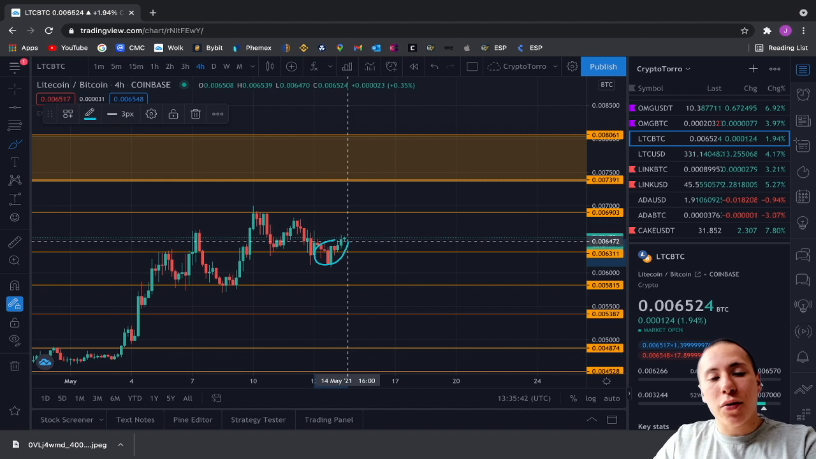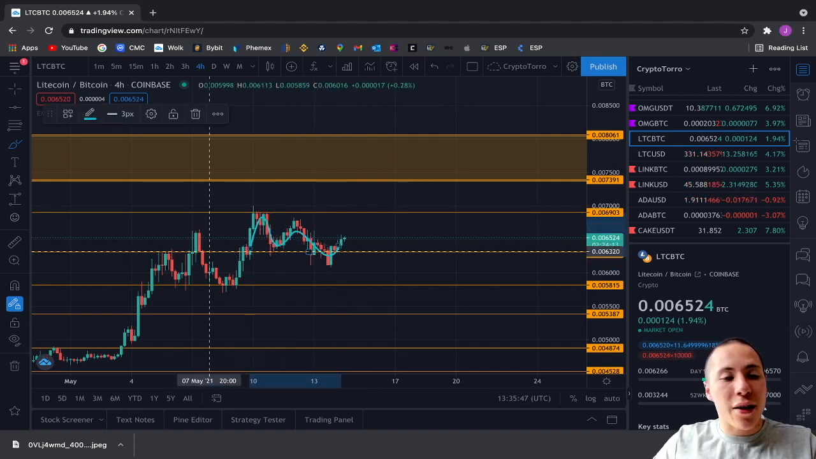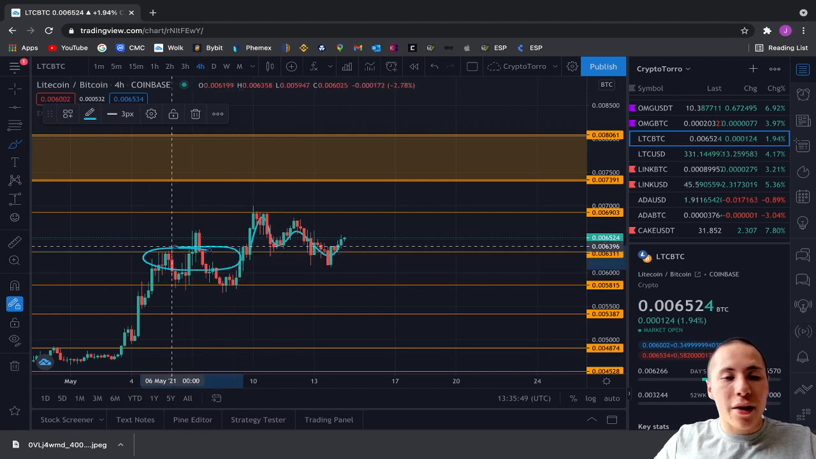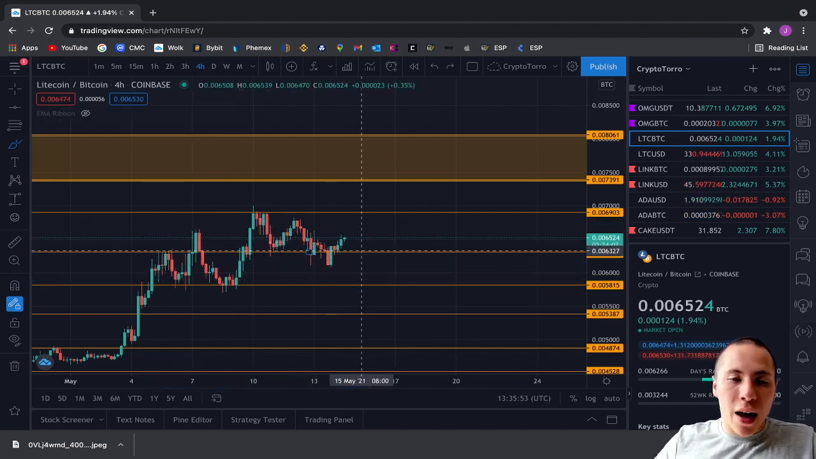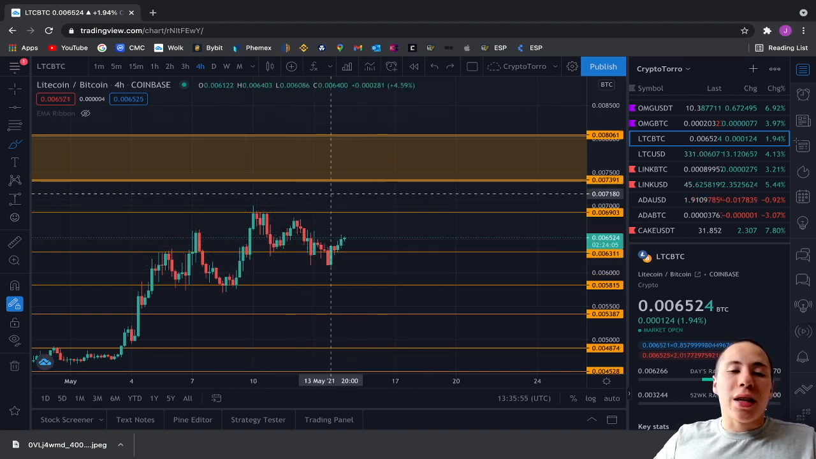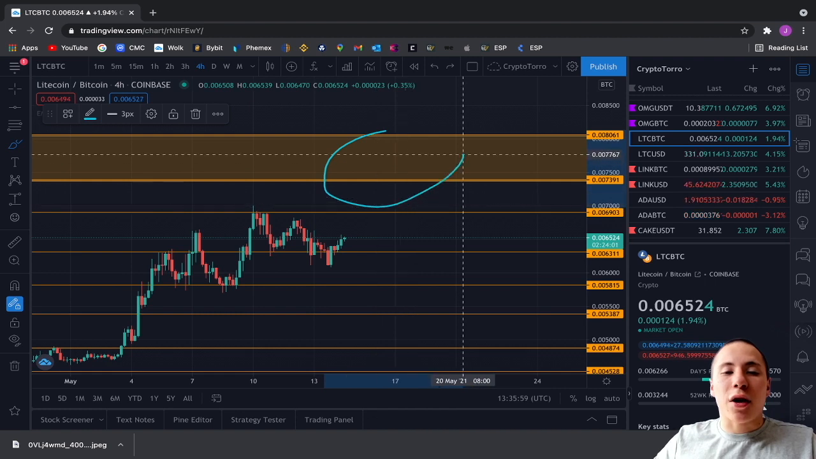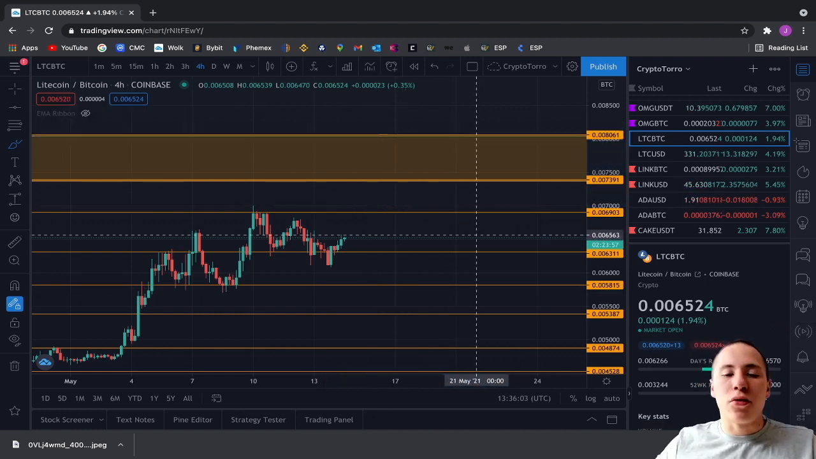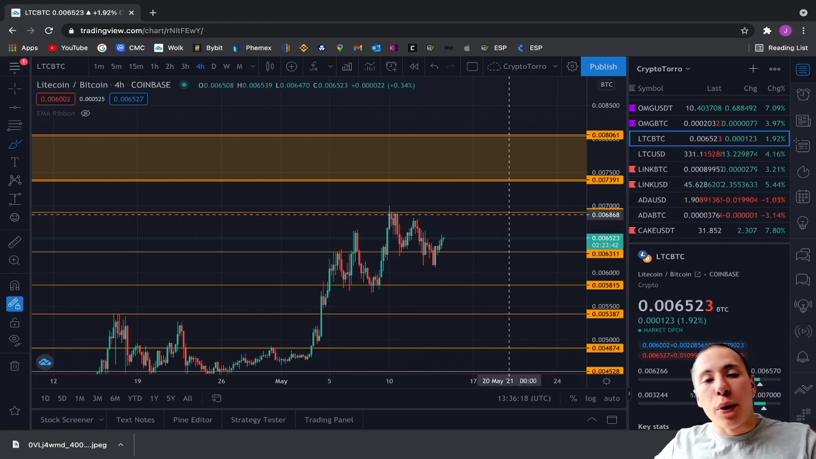Right here we are still trading in between these two lines, just above previous resistance levels, as you can see over here. And I think this is just absolutely important for Litecoin, especially because we will see a lot of difficulty for Litecoin passing through these levels over here at the orange box that I drew, because there's a huge level of previous support and resistance.